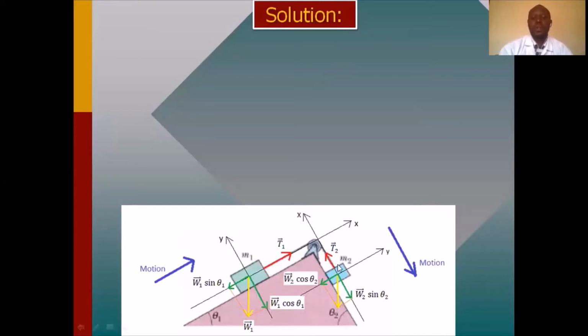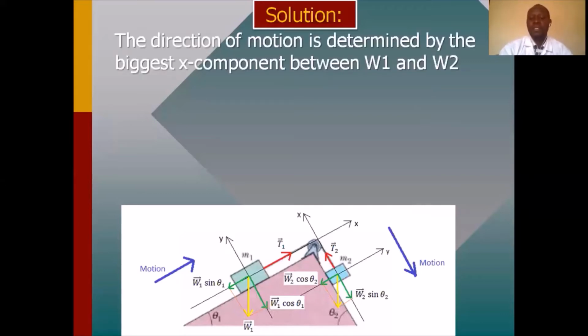But before applying the second law of Newton, we have to determine the direction of motion to know which force will be positive and which force will be negative. The direction of motion is determined by the two components of the weight, weight 1x and weight 2x. The biggest component between the two is the one which will determine the direction of motion.